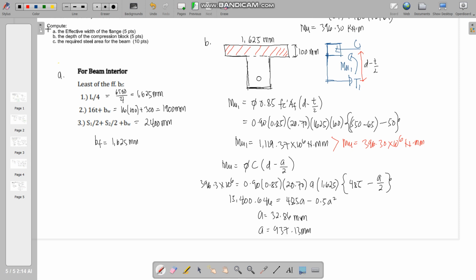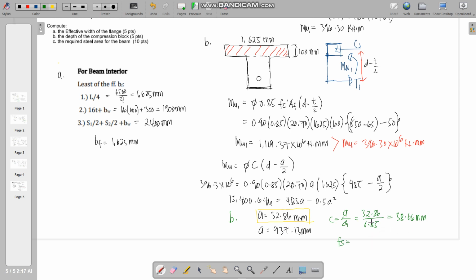So we have here the two roots, of course. We have here the correct root of a to be adopted here. Hence, answering the requirement for letter B. Now for letter C, we need, of course, the value of the location of the neutral axis, which is c. c is equal to a all over beta 1. Hence would give us 38.66.